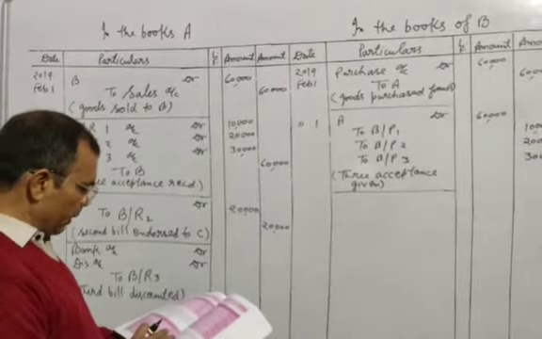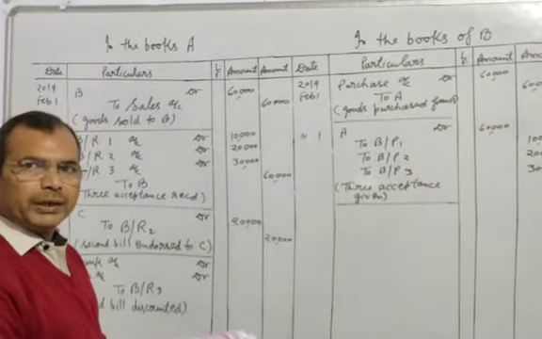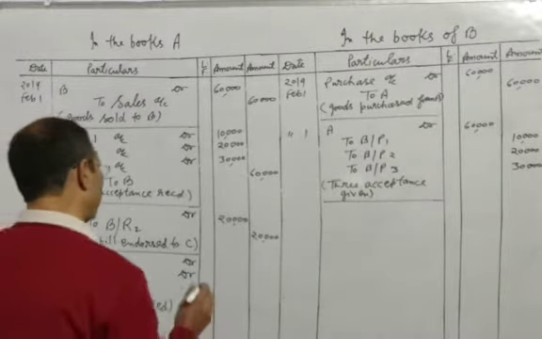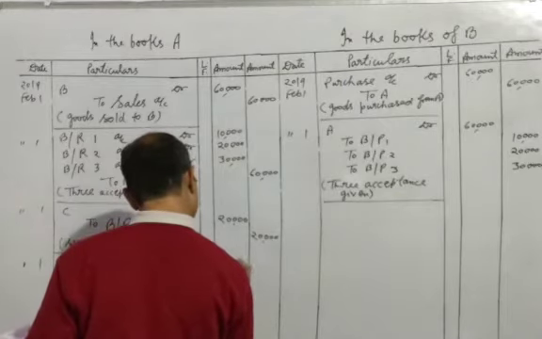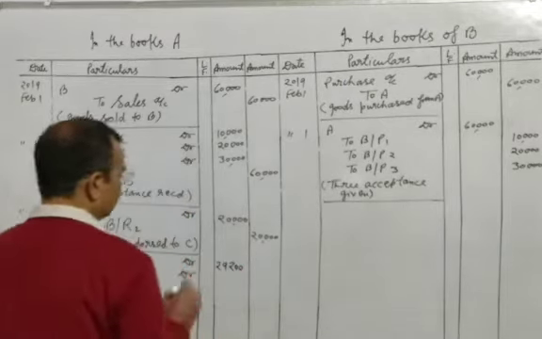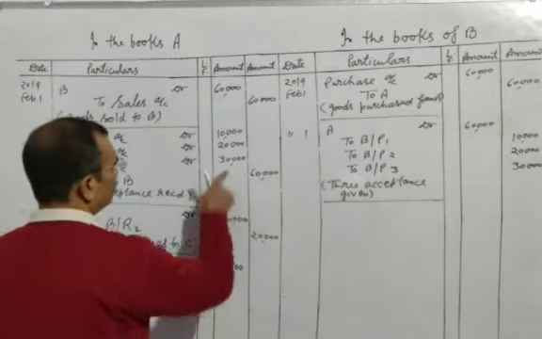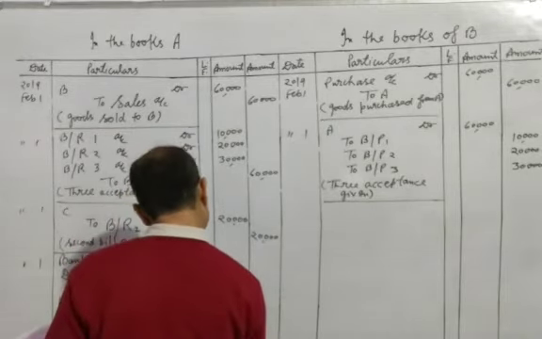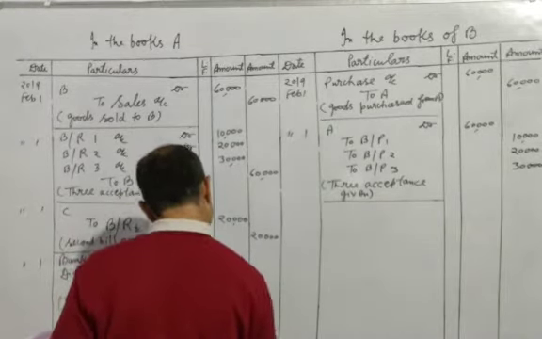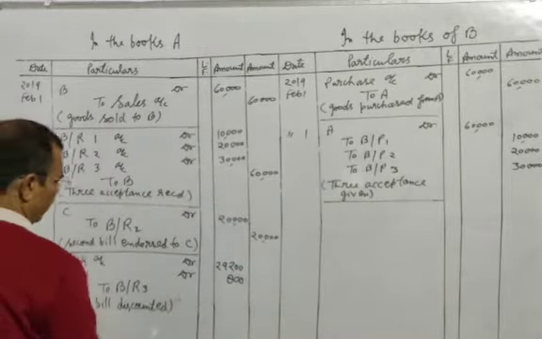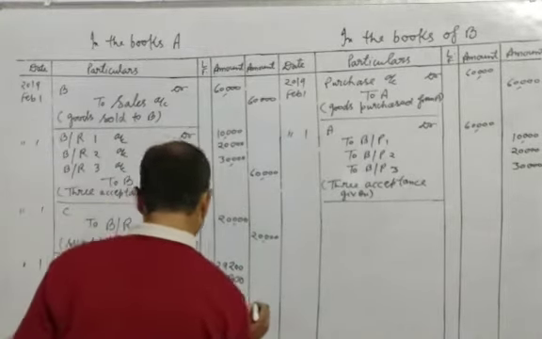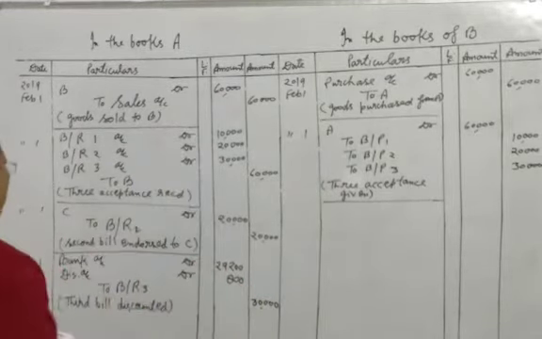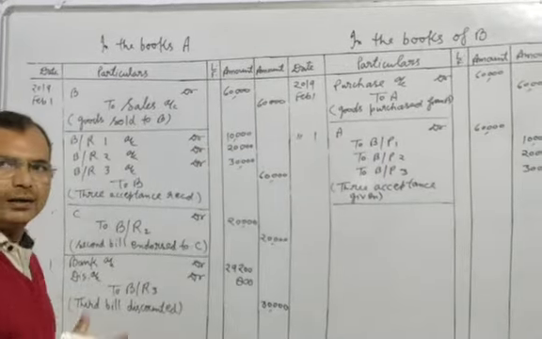Third bill was discounted by him immediately for 29,200. Means A is going to get the amount of 29,200. This amount will be deducted from the amount of the third bill, means 30,000, and you will find the amount of discount, which would be 800 rupees. And after adding both the amounts, the total amount would be 30,000. In this way, we will pass the entry of bill discounted of the third bill.